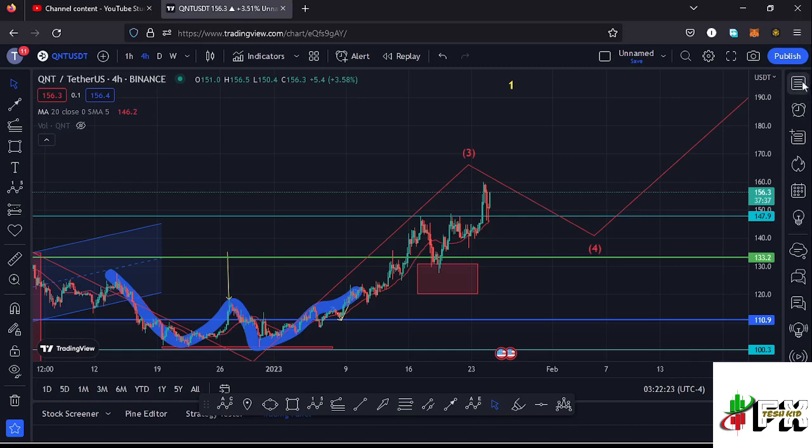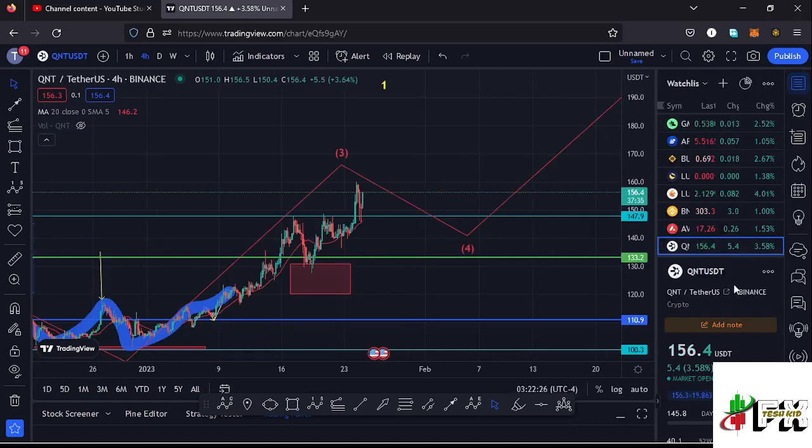And here on TradingView you can also see that Quant has continued to show a lot of strength to continue pushing higher, because you can see that the market is up by 3.58%.